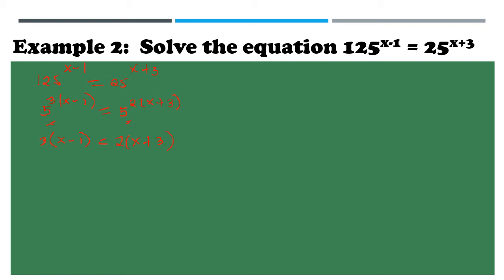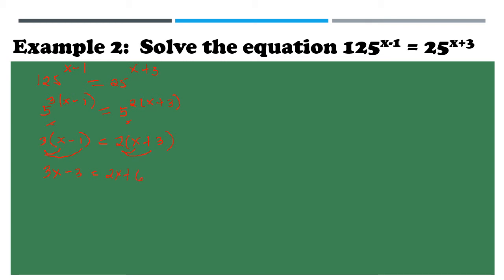And then, we are going to use the distributive property. Multiply natin yung value sa labas, sa loob. So, 3 times x is 3x. 3 times negative 1, that's negative 3. Equals 2 times x is 2x. And 2 times 3 is 6.